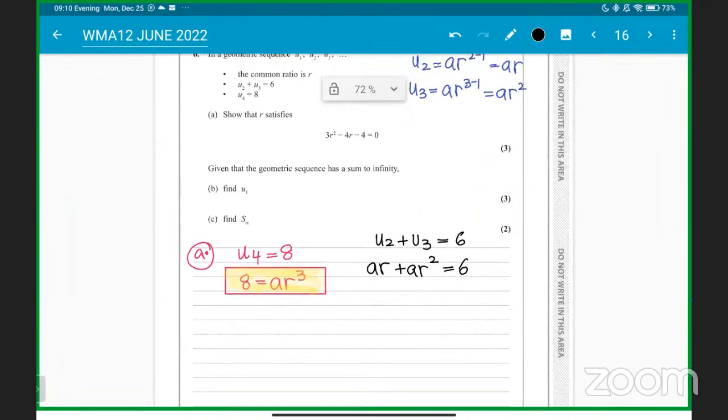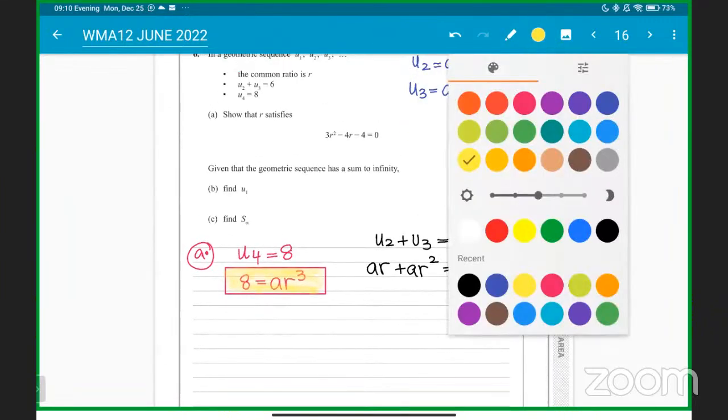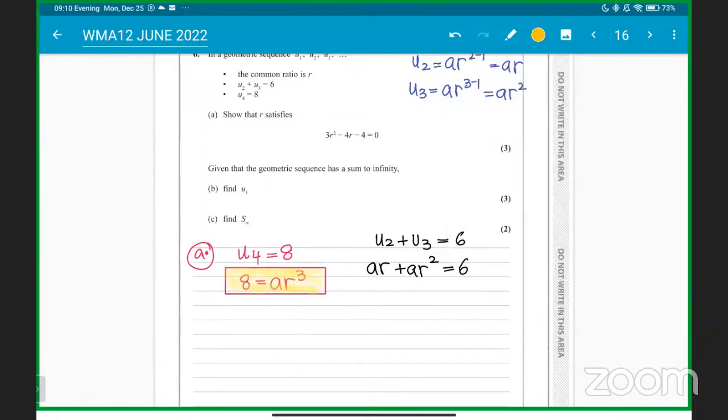Hello, got it? So now make yourselves sharp and attentive in the exam paper. Understand what you have to do. You have to show that R satisfies this thing, right? You have to show it for 3 marks that R satisfies this.